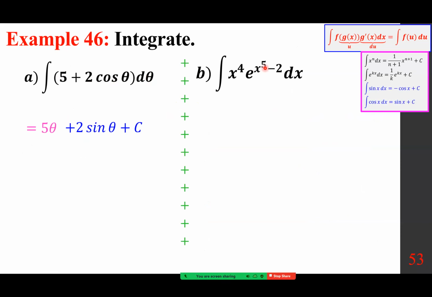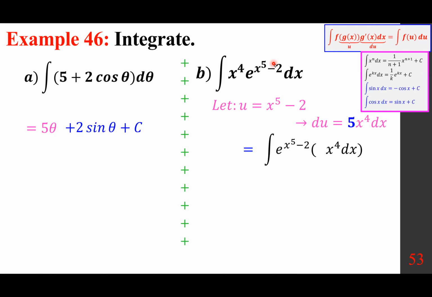Exponential. Anytime exponential is involved, most likely the choice of u is the exponent, in this case, x to the power of 5 minus 2. You know its derivative is 5x to the power of 4. Therefore, du is 5x to the power of 4 dx. And we're going to move the x to the power of 4. And again, notice a number is missing. You just throw in the number and its reciprocal.